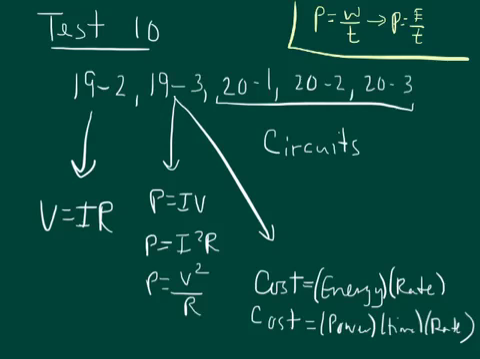So if you want to use the one that's given here, this cost equals energy times rate, solve for energy up here, move the T up, you get power times time. That's where it comes into play over here.